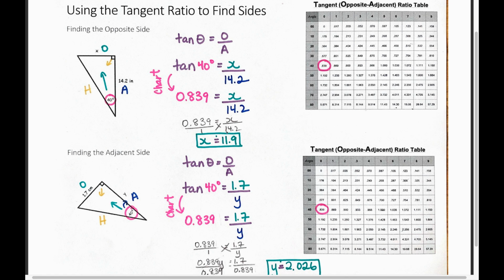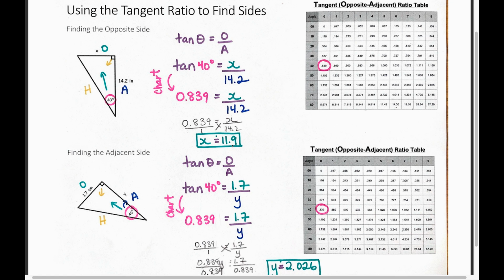So in order to get x by itself, I'm going to cross multiply to get rid of the fractions. On one side, I've got 1 times x, which is simply x. And on the other side, I have 14.2 times 0.839, which is approximately 11.9. So you can see how through cross multiplication, you can get x by itself and figure out that it is equal to approximately 11.9.